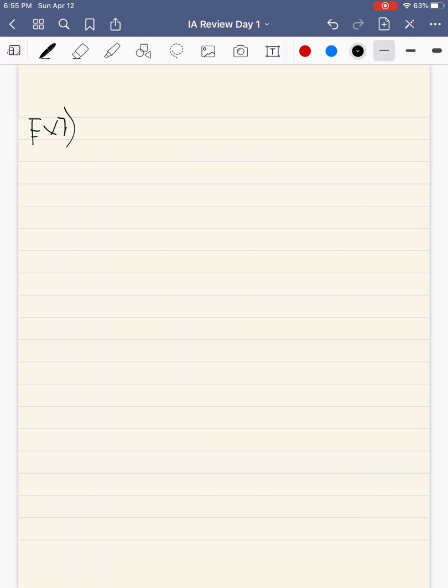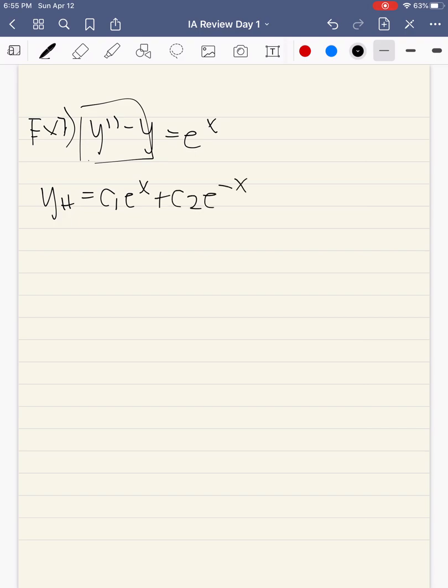So for our seventh example here, y double prime minus y is equal to e to the x. This first half here we already did in the last example, so we can just go ahead and write our homogeneous solution: c1 e to the x plus c2 e to the negative x. And for our yp, we need to make a guess based on our forcing term, the function on the right-hand side. Based on what we put in our notes, if this is e to the x, then we would guess a e to the x.